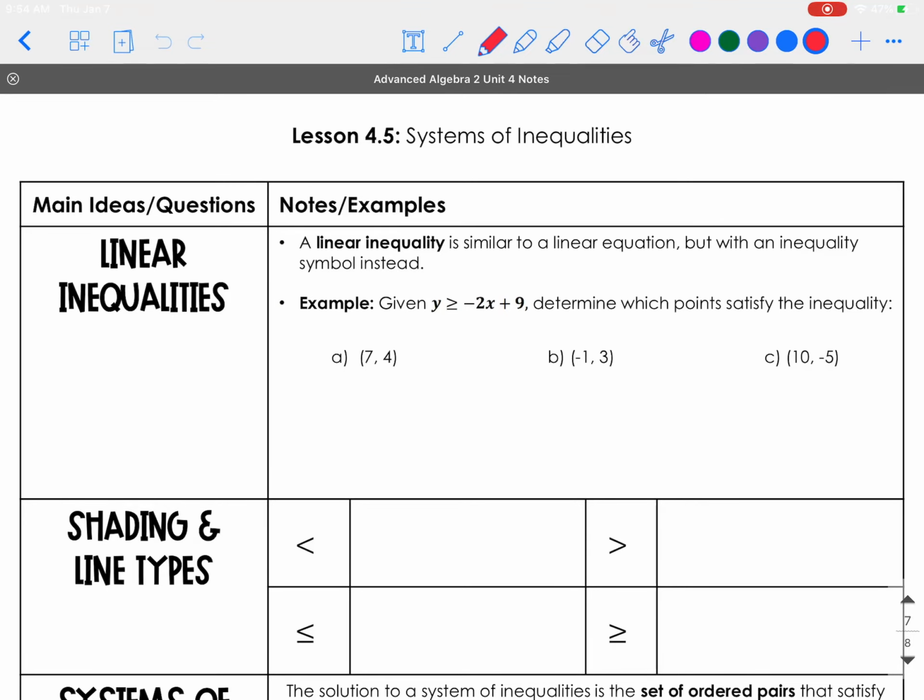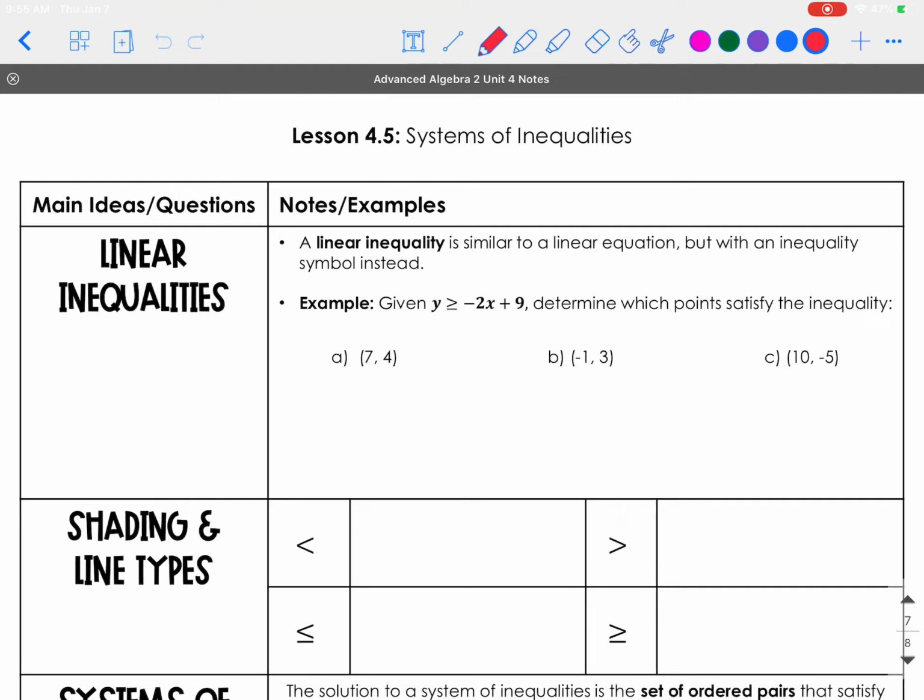All right, last lesson of the unit. This one might be a longer one, so stick with it and then you'll be done. So we're going to talk about inequalities first and what it means to be a solution to an inequality.